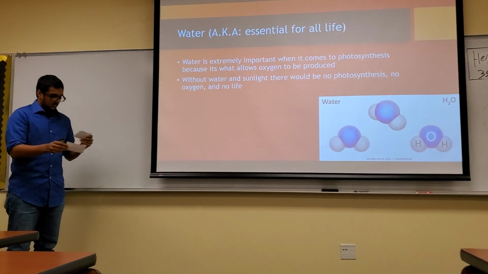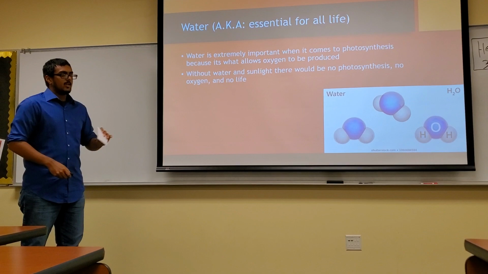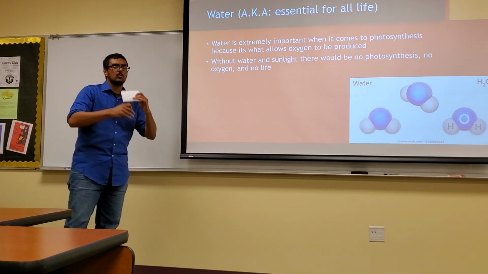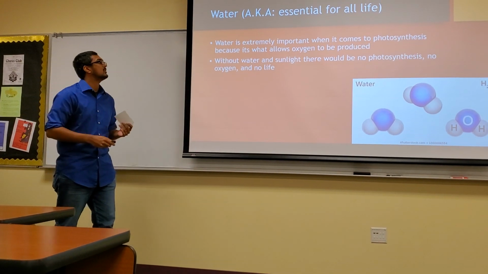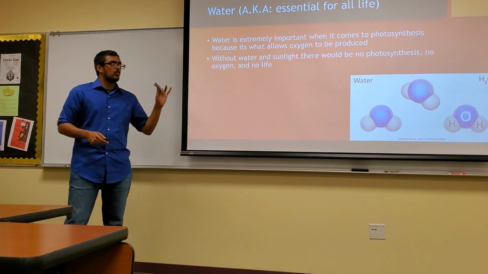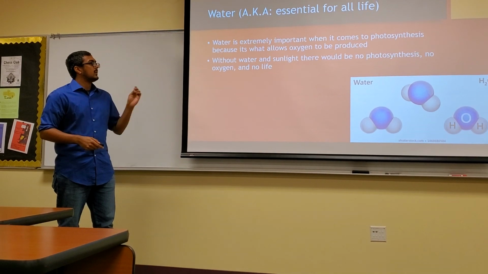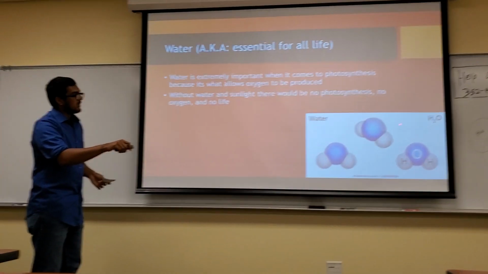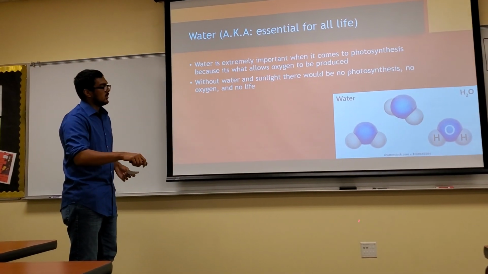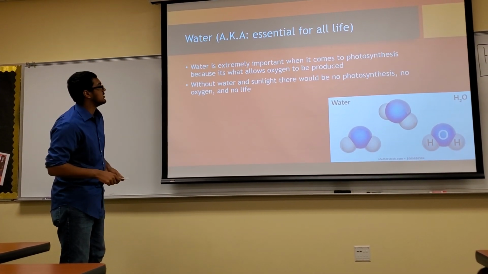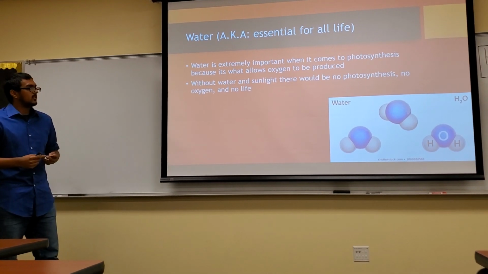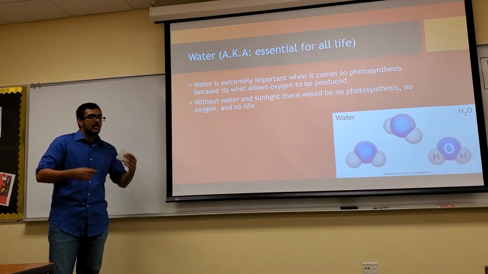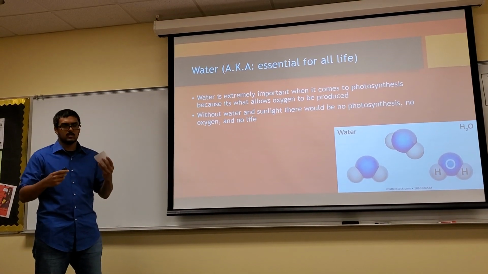Now, water, aka essential for all life. If we did not have water, we would not have photosynthesis. This world would be filled with carbon due to all the organelles. Now, water is extremely important when it comes to photosynthesis. It is because it's what allows oxygen to be produced. Right here, you can see the water formula, H2O. You got 2 hydrogen and 1 oxygen. Now, without water and sunlight, there would be no photosynthesis for organelles and no life at all. This is why it is such a necessity for us to have.